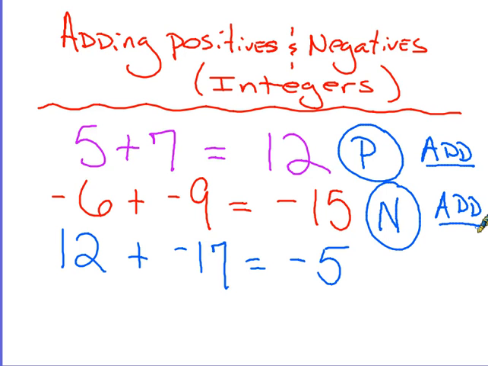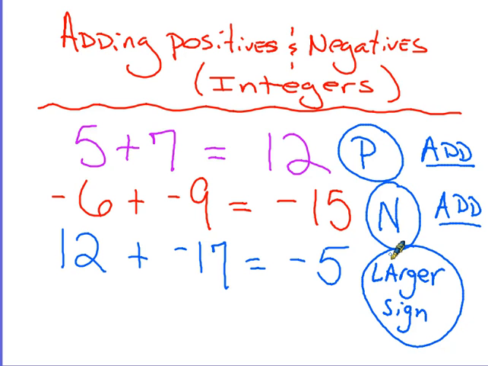A positive plus a negative, it will depend on which is kind of the larger number. We say the larger absolute value. So the larger one is the one that we keep the sign for. And in this case, we actually subtract. We say which there are more of. So we're going to subtract.